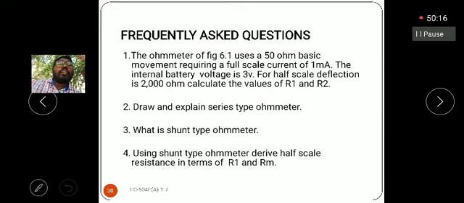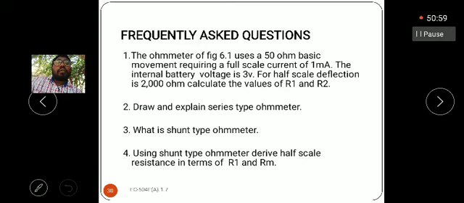Also, using the shunt type ohmmeter, derive the half scale resistance in terms of R1 and Rm. That is the derivation part. In this topic, examinations may ask problems, derivations and explanations, a mix of analysis, understanding and applying. That is the most important topic from the examination point of view.